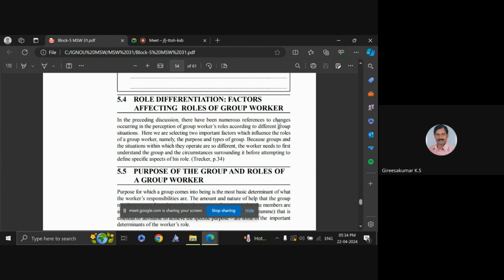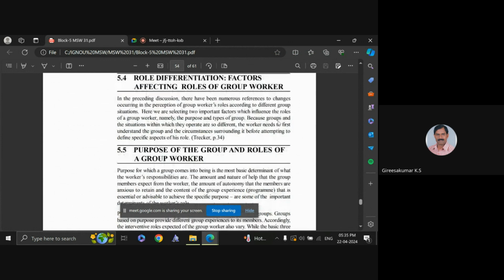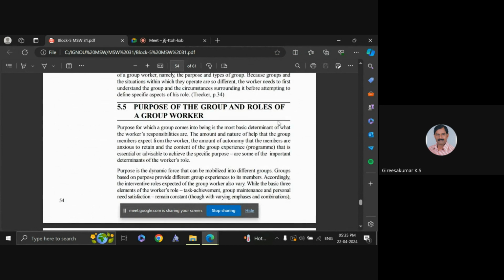Yes, that is the role differentiation. Different situations are there. Hence, to understand each group is a must. Very important as far as the social worker is concerned. So different factors affect different groups. And then there are the purpose of the group and the roles of the group worker.